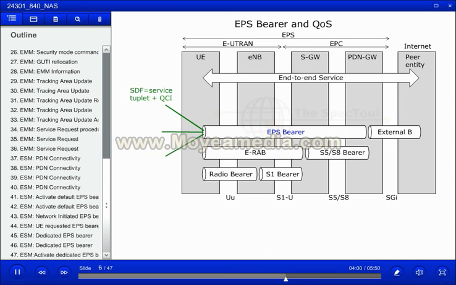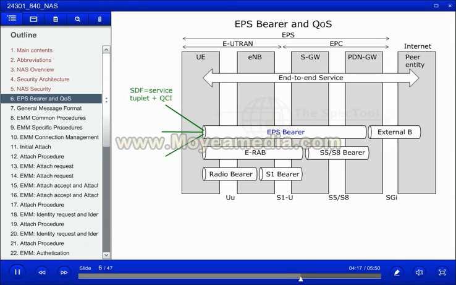ARP, Allocation and Retention Priority, specifies the relative importance between E-RABs. The primary purpose of ARP is to decide whether a bearer establishment or modification request can be accepted or needs to be rejected in case of resource limitations. In addition, the ARP can be used by the eNode B to decide which bearers to drop during exceptional resource limitations, for example at handover.